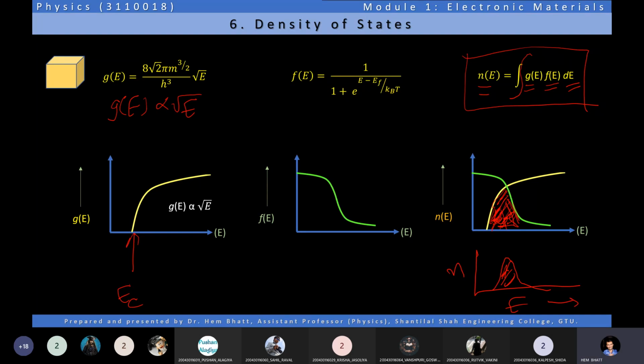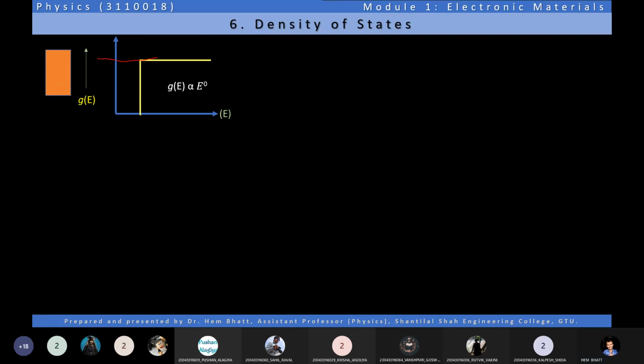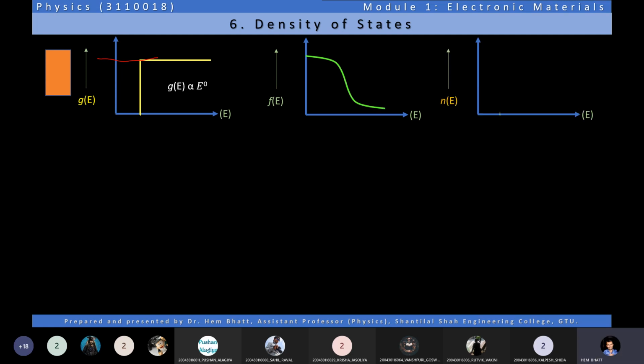But what if the case is 2D? Okay, so if you have 2D, means if you have a surface, then G of E is like this. So G of E is independent of E, constant. It has nothing to do with energy. Fermi factor remains same. And then if you superpose these two, this is what you will get. This will be the nature of number density versus the energy for a 2D body.